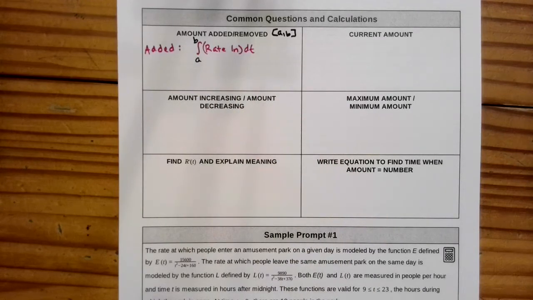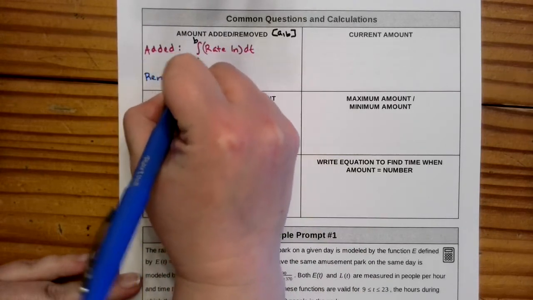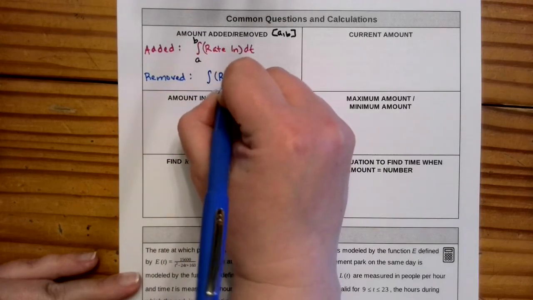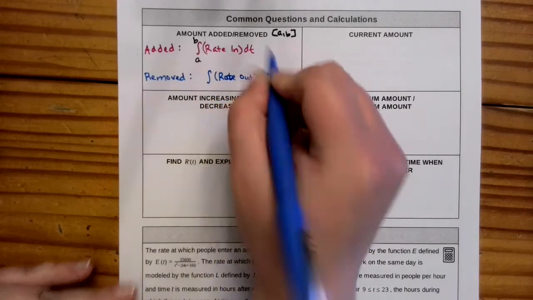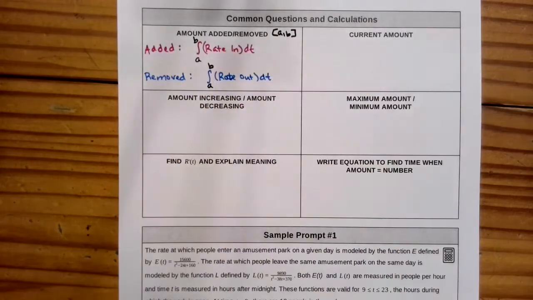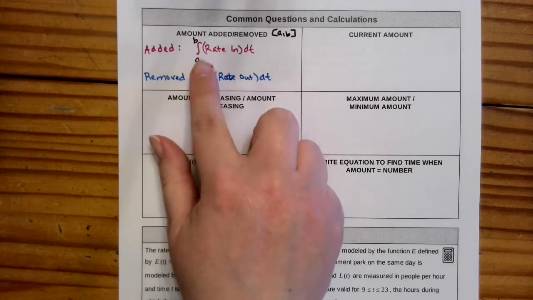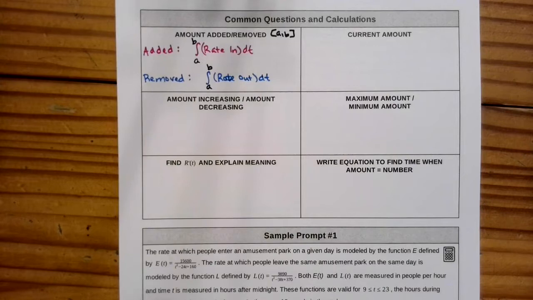If I want to know the amount of stuff that has been removed, then I know it's going to be the integral of the rate going out. And again, I like to always have a little bit more context, so from A to B. But that's all it is. For amount being added or removed, it's just the integral of the rate in or the integral of the rate out. Simple as that.